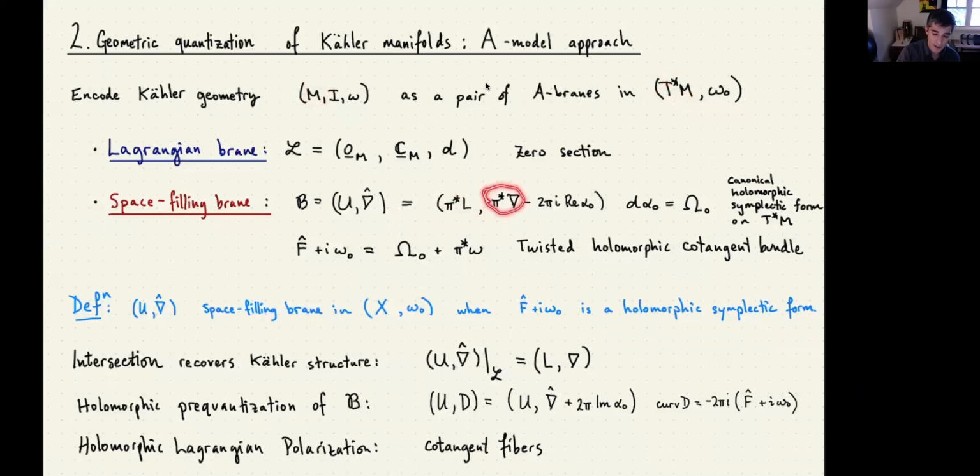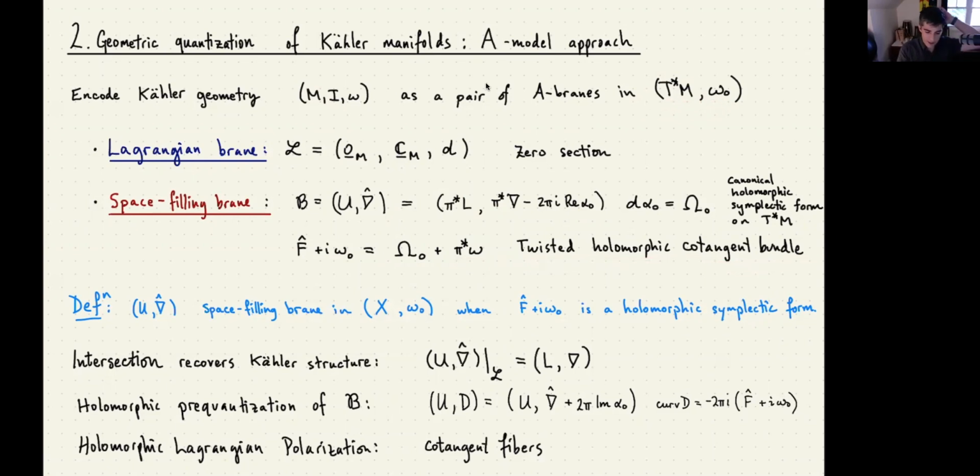You pull back the unitary connection, and you add to it the real part of the holomorphic symplectic form that this space has. So we use the complex structure to endow T star M with a holomorphic symplectic structure. We take the real part of that and add it to this. And as a result, by combining this space-filling brane with the background canonical symplectic form, what you end up with is a holomorphic symplectic structure on the cotangent bundle, which is not the usual one, but the one that is twisted by the Kähler form. So it's what is normally called a twisted cotangent bundle.